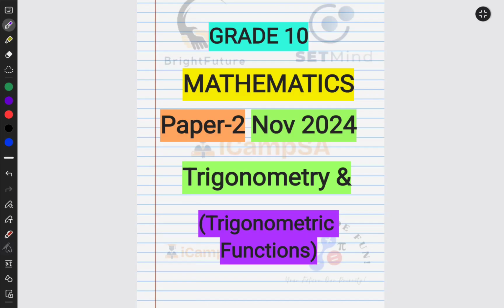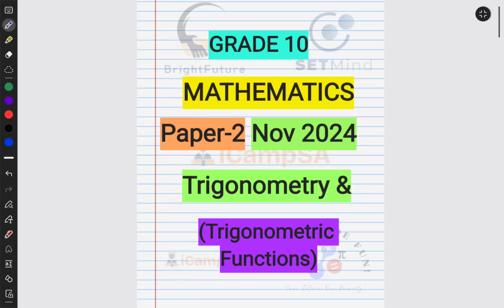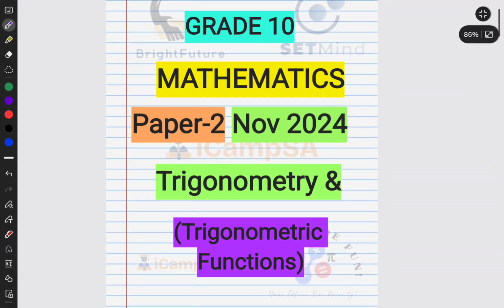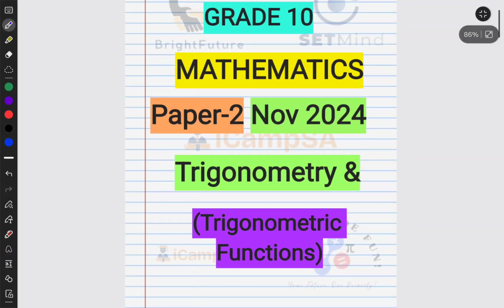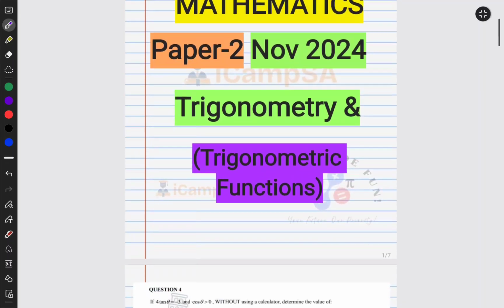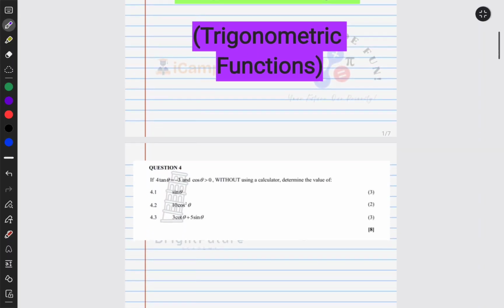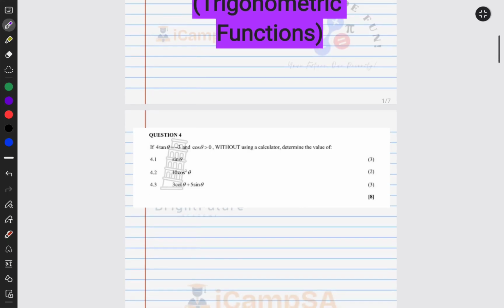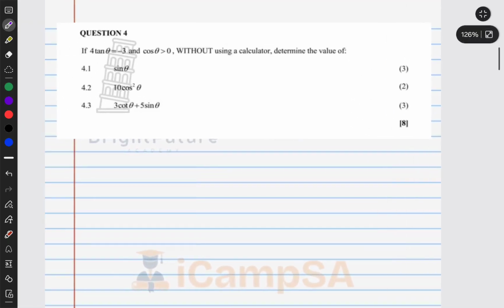In today's video we're gonna be doing a past paper, and this one is from November 2024. These are the common exams. This one is for KZN, I would like to believe, and the area of focus is trigonometry and trigonometric functions. Without wasting any more time, let's get to it.